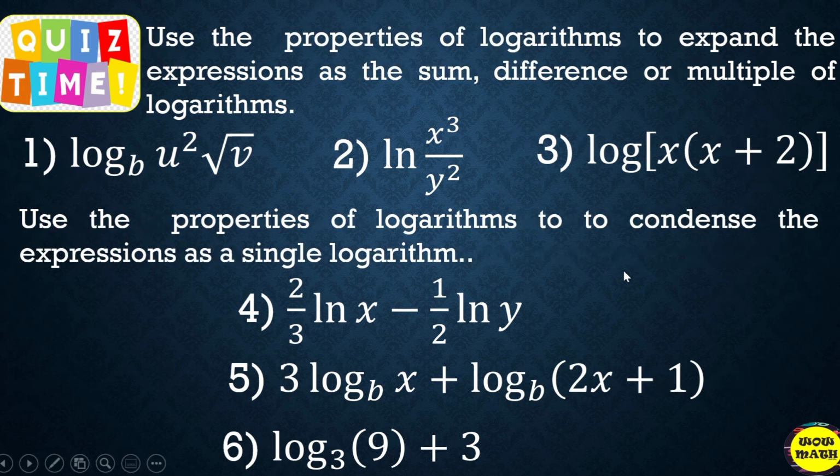Okay, so for number 4, 5, and 6, you are going to use the properties of logarithm to condense the expression as single logarithm. So 2/3 ln x minus 1/2 ln y. Number 5, 3 times logarithm of x with base b plus logarithm of the quantity 2x plus 1 with base b. Number 6, logarithm of 9 with base 3 plus 3. Okay, so pwede nyong sagutan muna bago i-play yung video para ma-check nyo kung nakuha nyo yung tamang sagot.